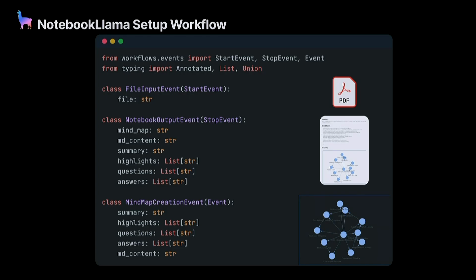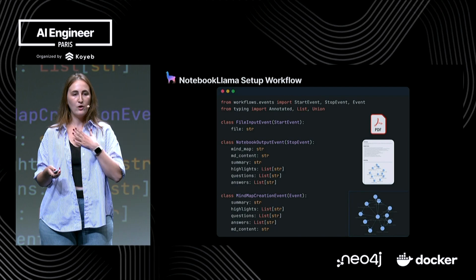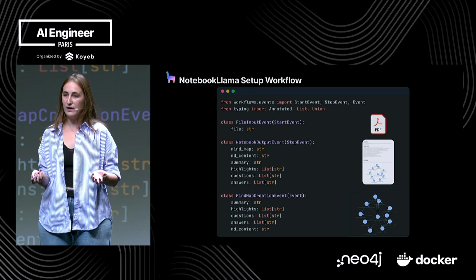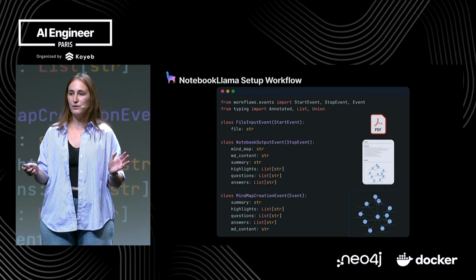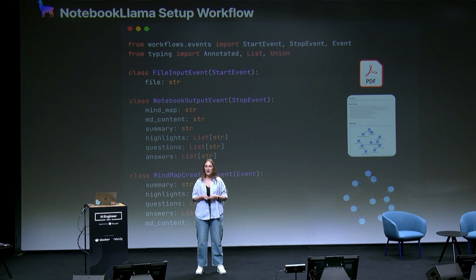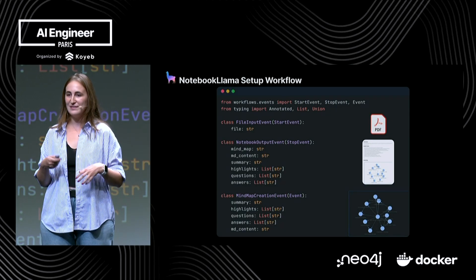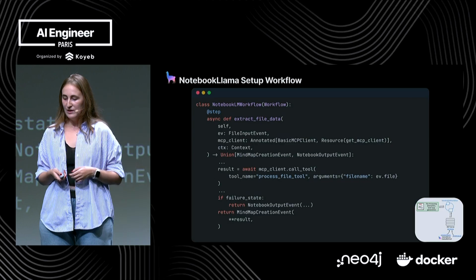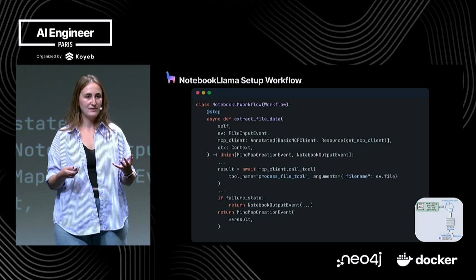So what we did is define 3 events. We've defined our own custom start event. We call that the file input event, which is simply a file name. We want to end up with a stop event, which is, again, our custom stop event, and we've called that the notebook output event. You'll notice that the notebook output event has the mind map, summary, highlights, etc. as well. And in between, we have a mind map generation event. This is, again, custom code by my colleague Clelia, where she used the summary and highlights to generate a mind map from scratch. Now we have the steps, we have to actually put it in some logical order.